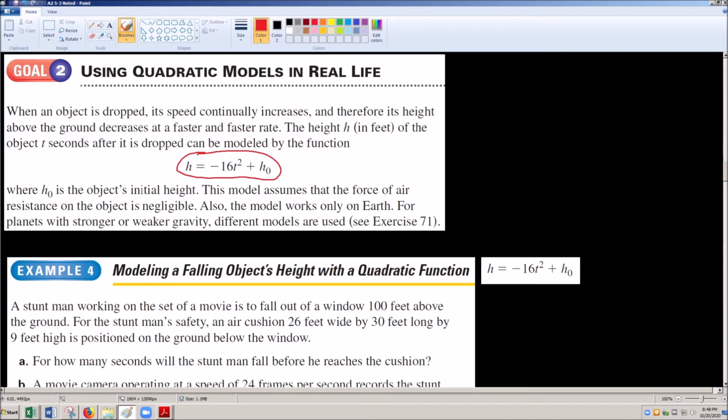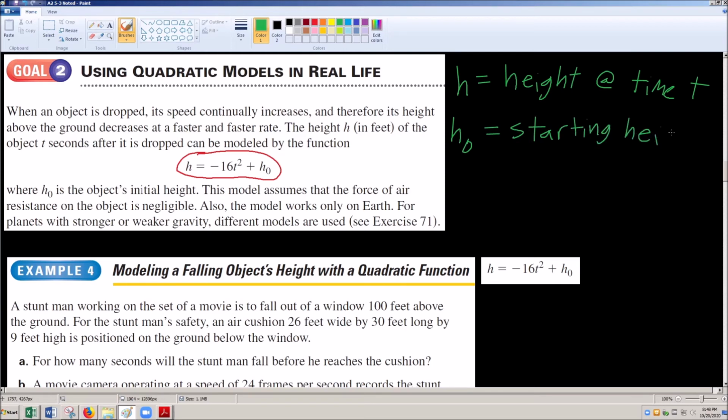H sub 0 is the starting height, whereas h is the height at time t. So I'm going to write that out. h is the height at time t, h sub 0 is my starting height. We will eventually get to a point where we're going to also include velocity in this, like if I threw the thing up or if I threw the thing down, but for right now we're just going to start with this basic equation.